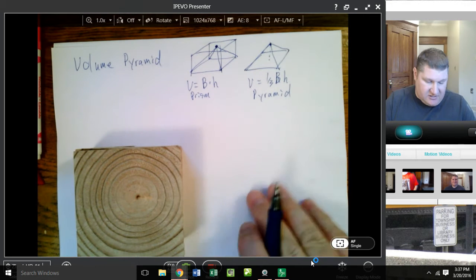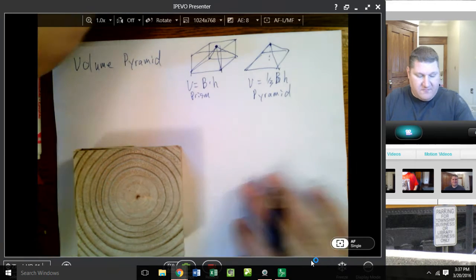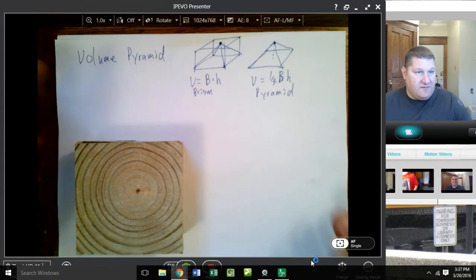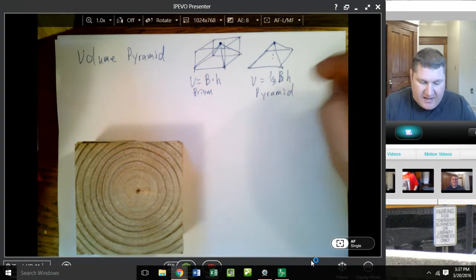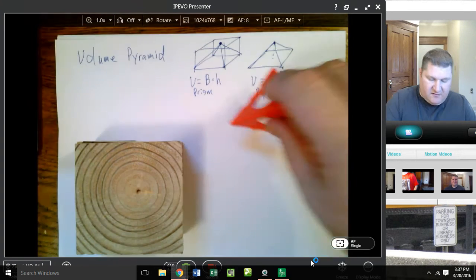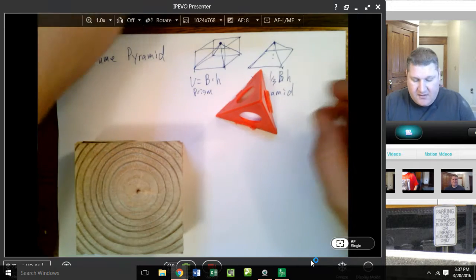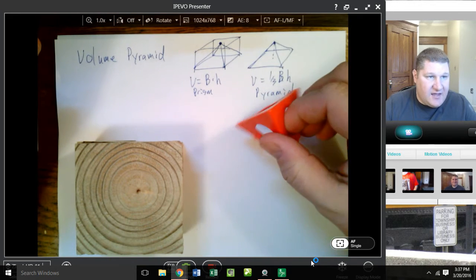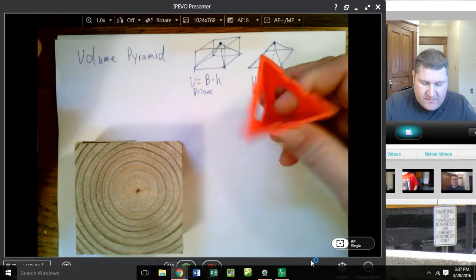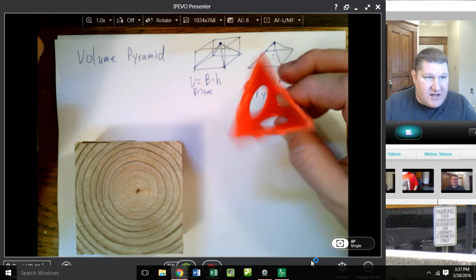Now, if you're in geometry class, I actually have you go through and do a proof of why it is 1/3 of base times height. But for most cases, we'll just buy that it is indeed 1/3 base times height. Here's an example of a pyramid. Now, you'll notice this pyramid is not a base with a rectangle. This base actually is a triangle.